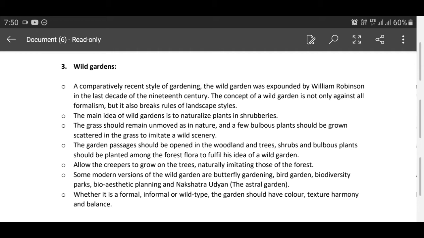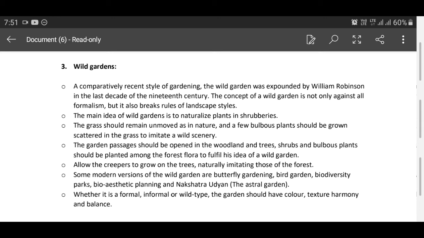The garden passages should be opened in the woodland, and trees, shrubs, and bulbous plants should be planted among the forest flora to fulfill his idea of a wild garden. Allow the creepers to grow on the trees, naturally imitating those of the forest. Some modern versions of the wild garden are butterfly gardening, bird garden, biodiversity parks, bioaesthetic planning, and Nakshatra Udyan, the astral garden.